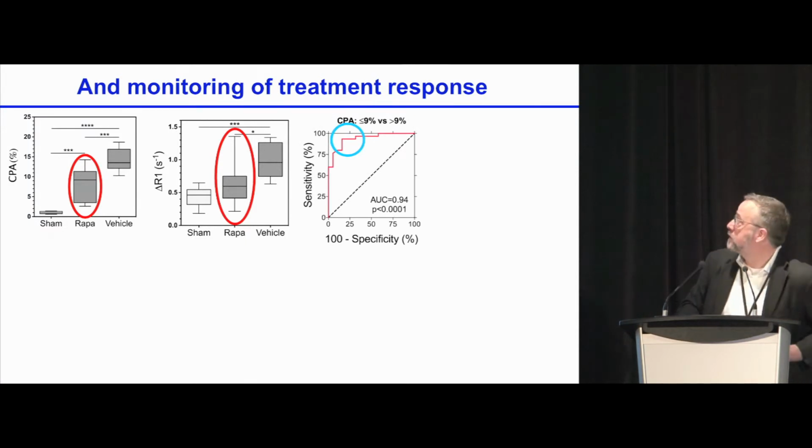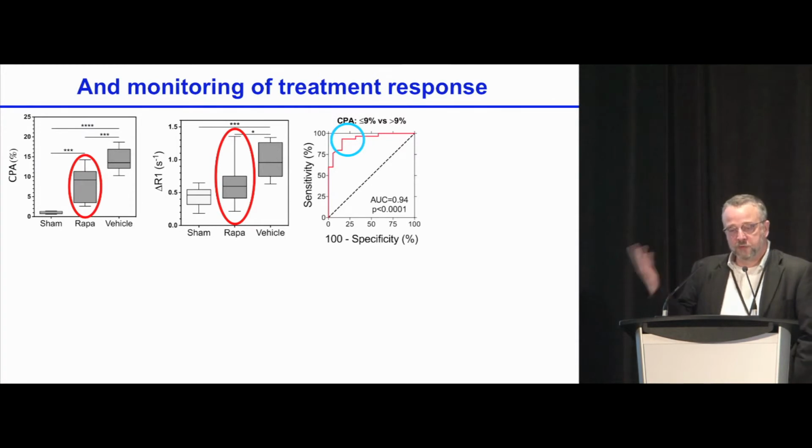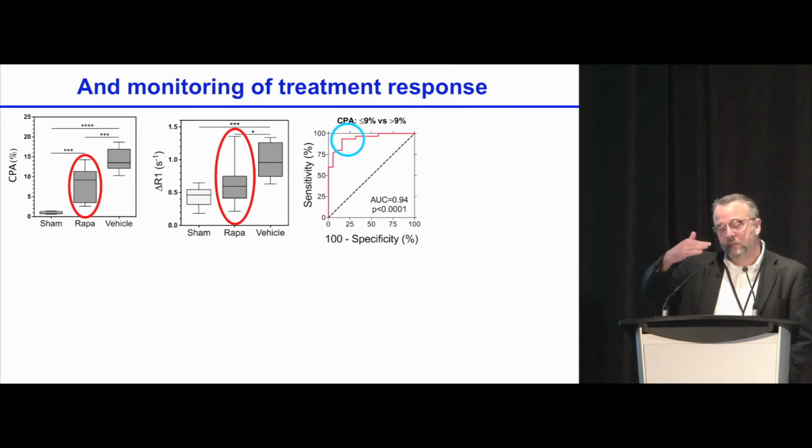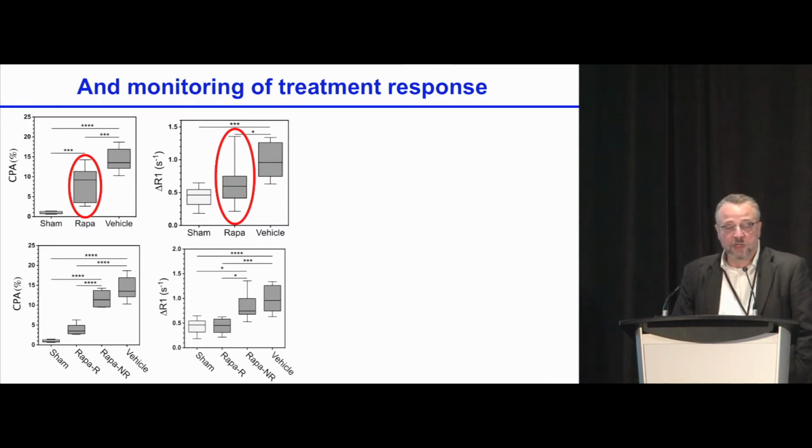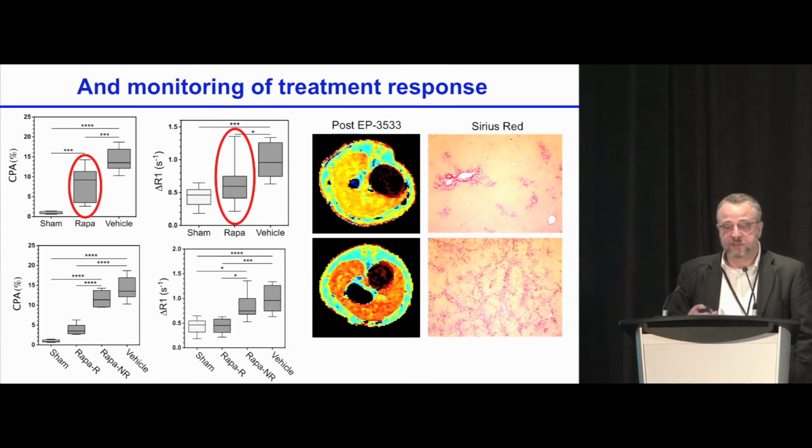And then what we could do is use this ROC curve and prospectively use this information and say which of these animals, based on our diagnostic tests that we previously defined, have severe fibrosis and therefore did not respond to treatment. And when we do that, we can separate, again in a prospective and objective manner, non-responders from responders. And this is confirmed again with histology.